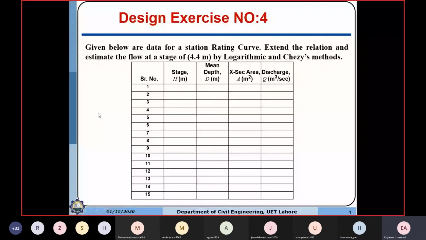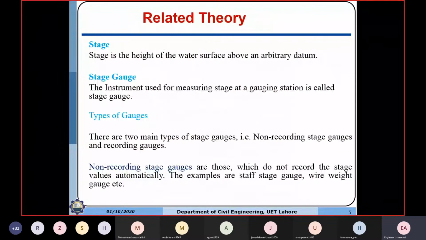So first of all, let me discuss important theory relating to this design and the method that you have to use to extend the rating curve. That will be discussed, and then the data and the table that you have to fill.